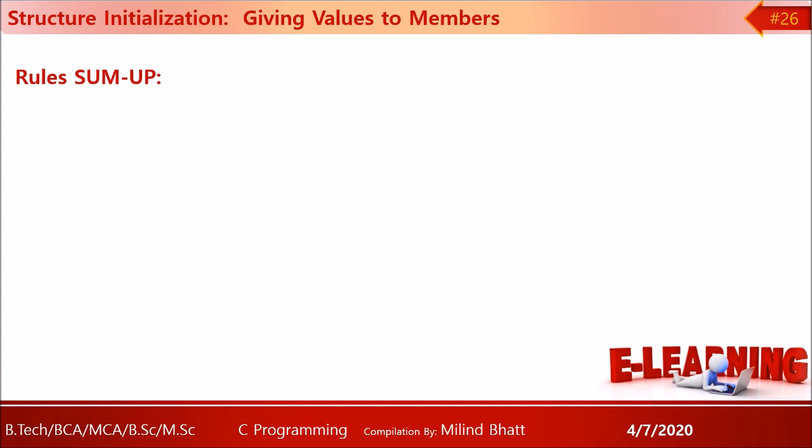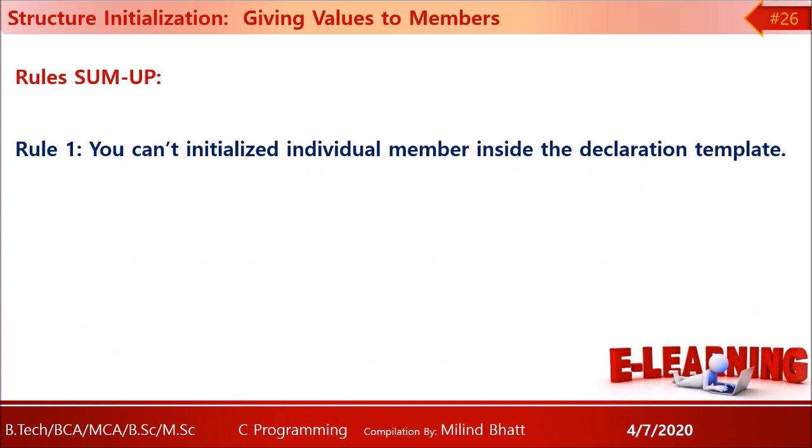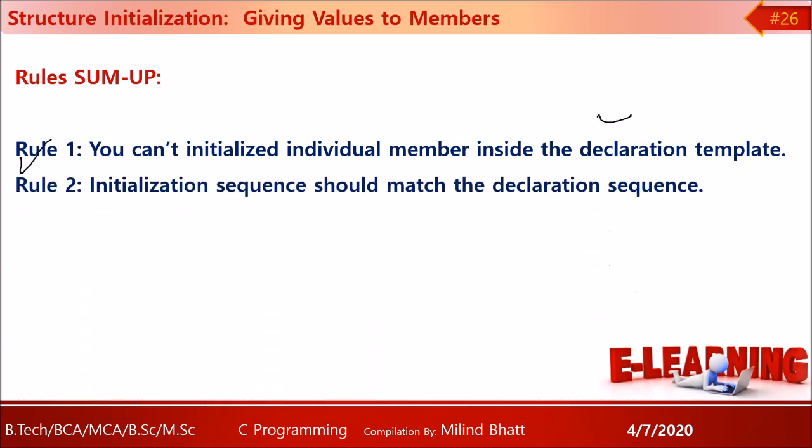Now, whatever we have studied in all previous slides, those have been summed up in four different rules. The first one, you cannot initialize individual member inside declaration template. Second one, initialization sequence should match the declaration sequence. This is what I am telling you in the previous slide. The sequence matters. It has to be mentioned in the same way as it was declared in the structure. Rule 3, partial initialization is valid.